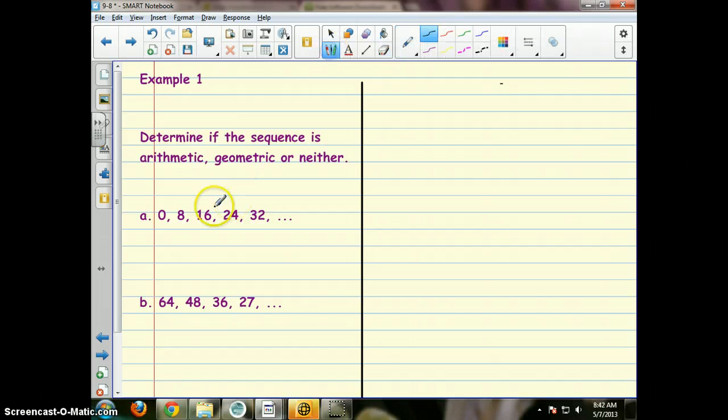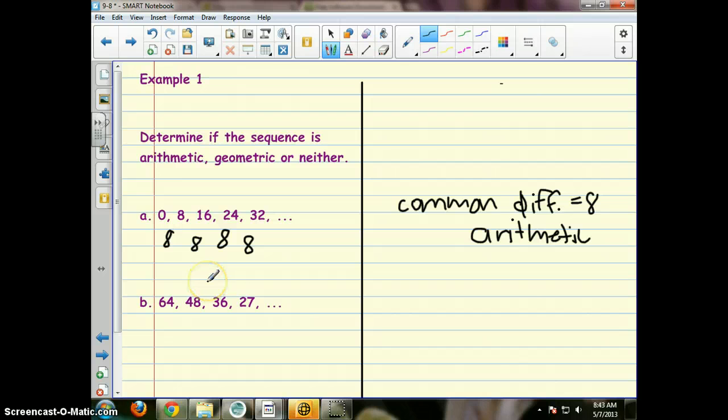Does it have a common difference? Well, let's find out. 8 minus 0 is 8. 16 minus 8 is 8. 24 minus 16 is also 8, and 32 minus 24 is also 8. Since it has a common difference, the common difference is 8, it is therefore arithmetic.